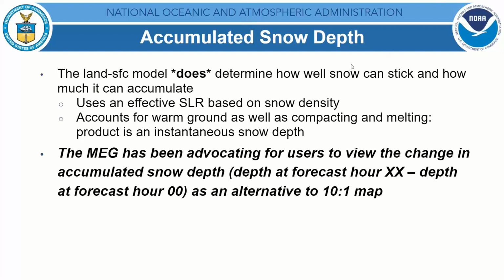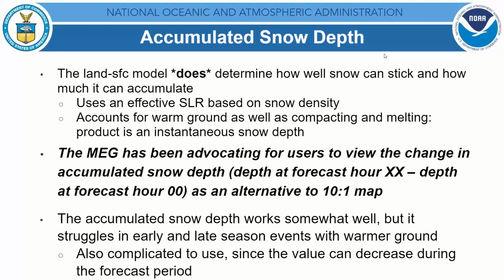So how can we use that? Well, this model evaluations group has been advocating to view the change in accumulated snow depth. So take the depth at the end of the storm, say it's at 36 hours, and subtract the depth at the initial hour as an alternative to the 10-to-1 map. So you'd be looking at the difference in snow depth from the current time out to 36 hours, which might be the end of the storm. That's a much more effective way, especially for early season events, maybe October, November, and late season events as we get into the later part of March and April, to really improve on those 10-to-1 snowfall maps.